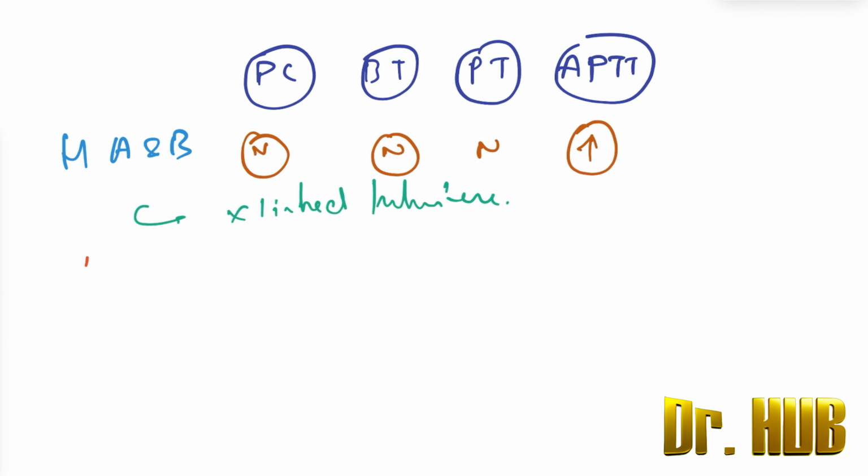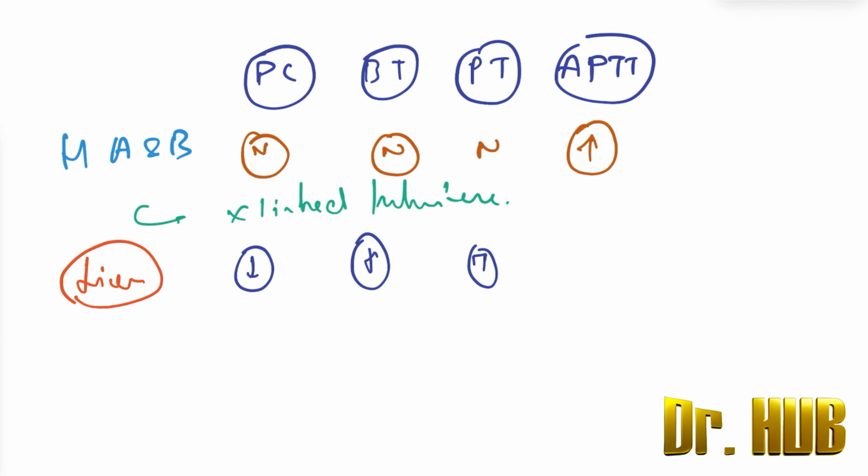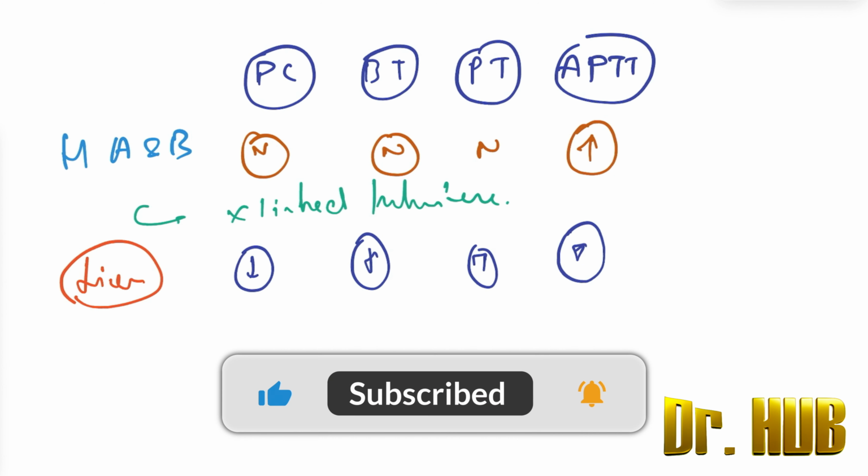Next we look at liver disease. What happens in liver disease? The platelet count decreases and the bleeding time is increased. The PT is also increased, and the APTT is increased. So let's recap liver disease. There is only a decrease in the platelet count. Everything else is increased: bleeding time, PT, as well as the APTT.